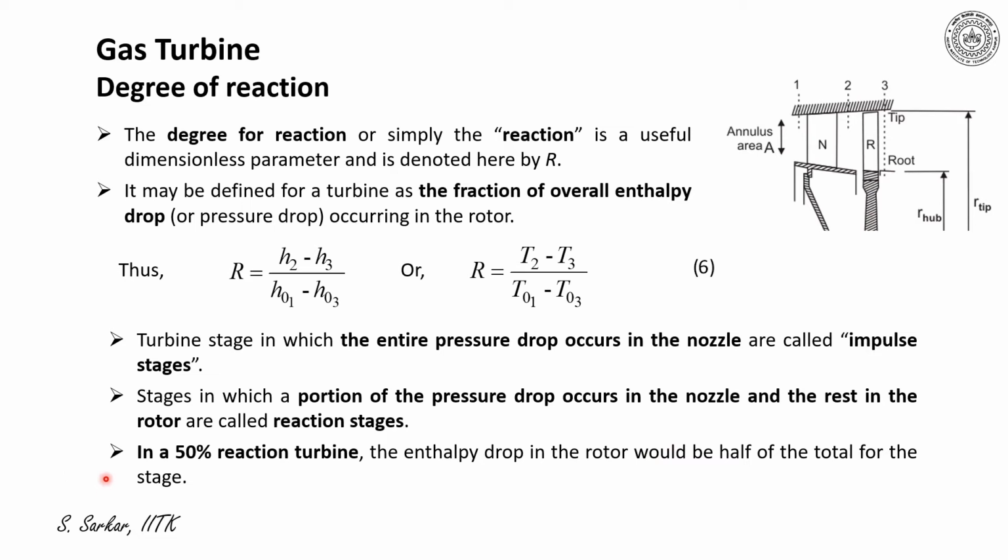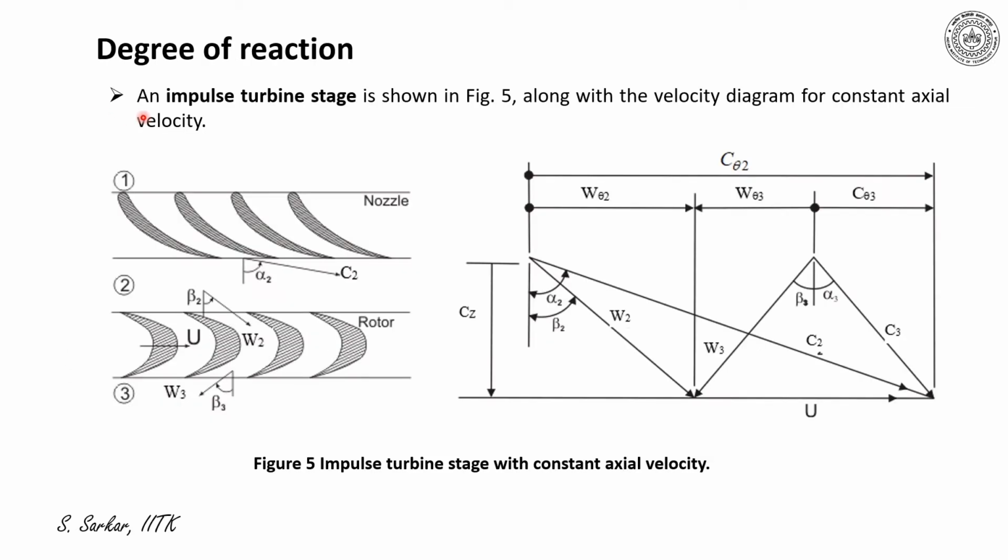Thus, following the definition, what is a 50% reaction turbine? In a 50% reaction turbine, the enthalpy drop in the rotor would be half of the total enthalpy drop in the stage. Thus, please note that here I have defined degree of reaction and then I have defined an impulse stage versus reaction stage. Following the definition of an impulse stage, I have presented here the velocity triangle.